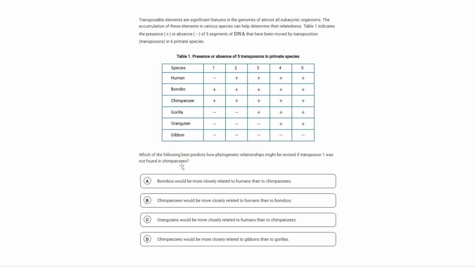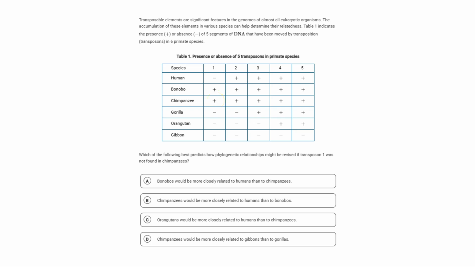Which of the following best predicts how phylogenetic relationships might be revised if transposon 1 was not found in chimpanzees? Okay, so what they're asking about is evolutionary relationship. It's interesting that they asked this in the topic that we're in without covering phylogeny. But phylogeny is basically common descent, like a tree of life. So how would evolutionary history, common ancestry, be affected if transposon 1 right here was not found in chimpanzees?